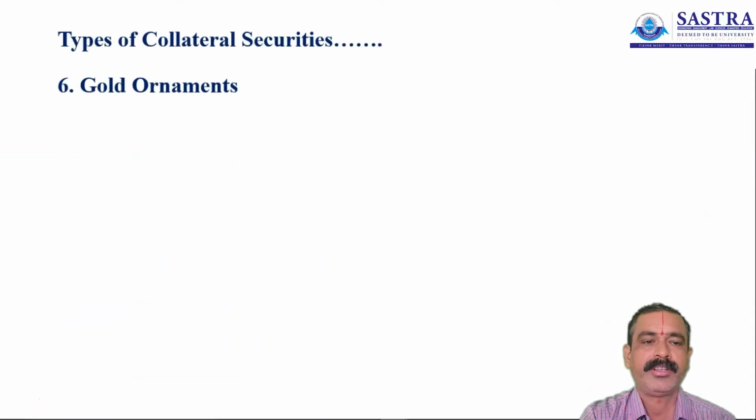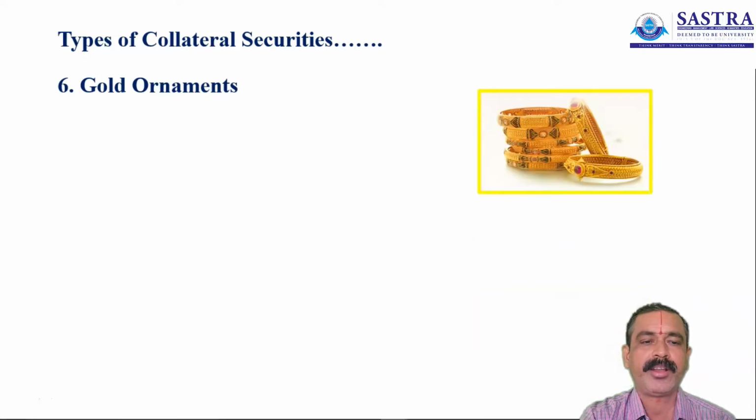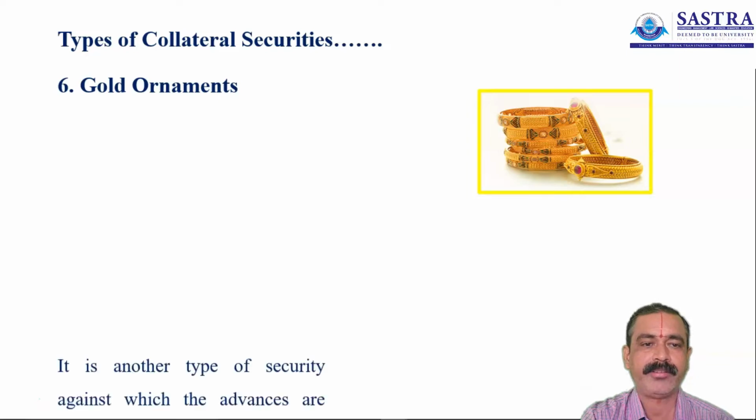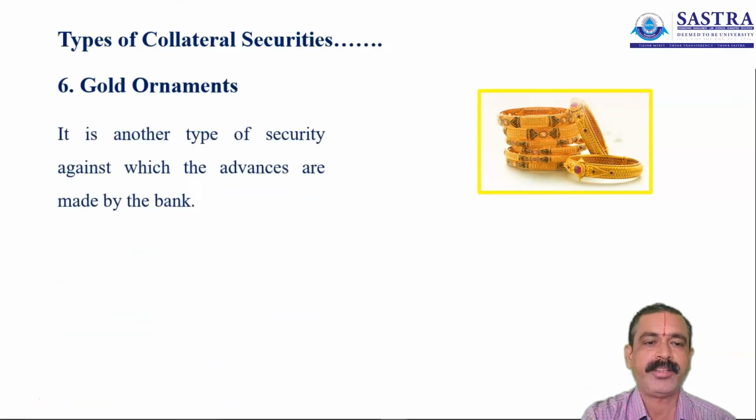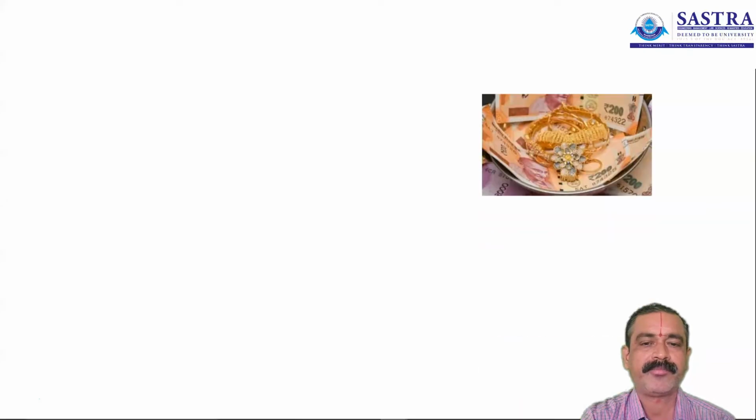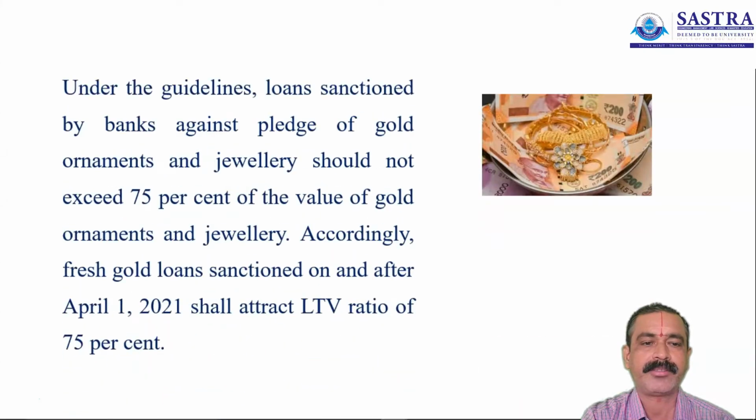Next, we go to gold ornaments. Specifically, I am taking gold ornaments here. Gold ornaments are one kind of movable asset, which may also be obtained as a collateral security for advancement. It is another type of security against which advances are made by the bank. But there are some fundamentals as per Reserve Bank guidelines.